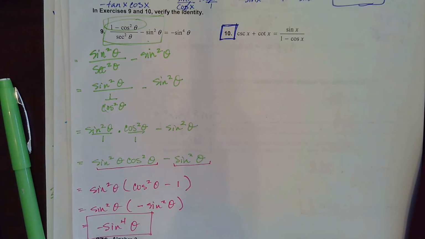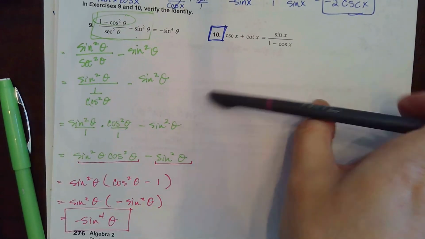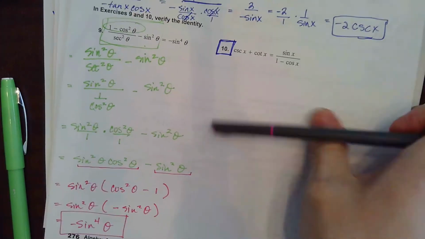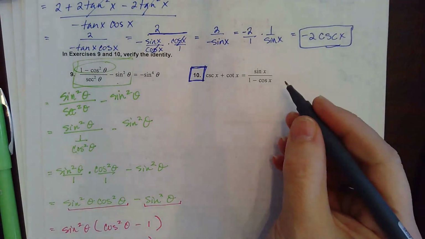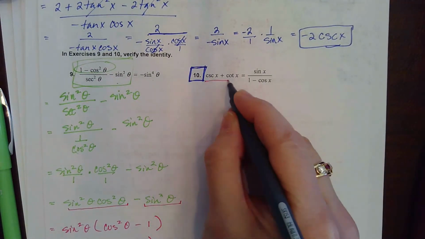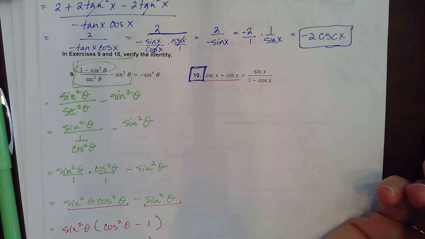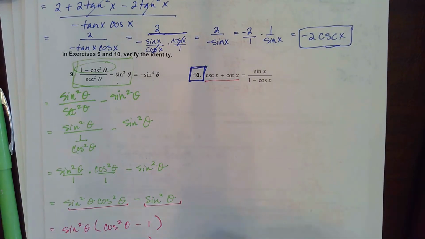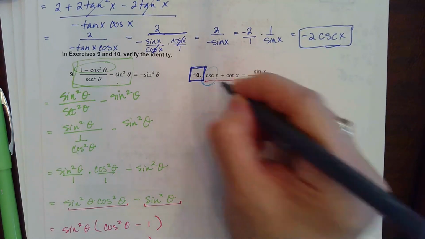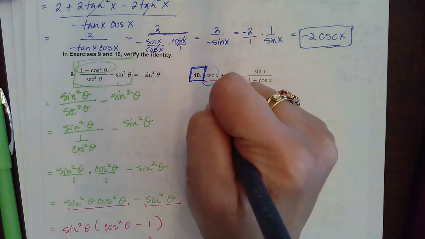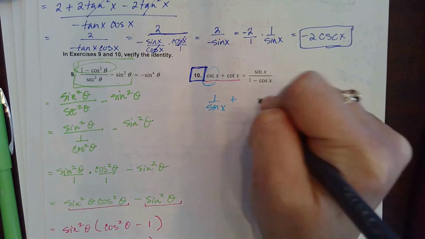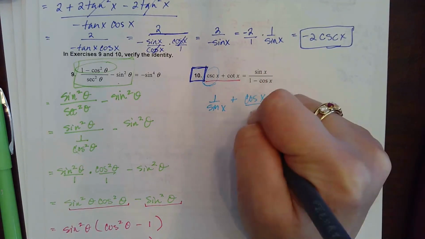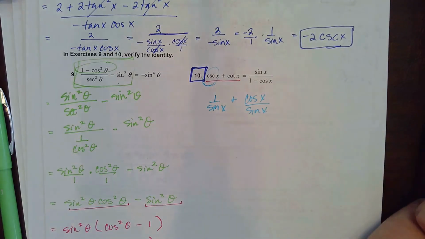Okay, I am going to do number 10, and then we're going to call this video the end. All right, number 10, this is a little bit different one. They're going to have you start with cosecant x plus cotangent of x. What I'm going to do is rewrite cosecant, because I need it in sine or cosine. I'm going to write it as 1 over sine, and I'm going to write cotangent as cosine over sine.